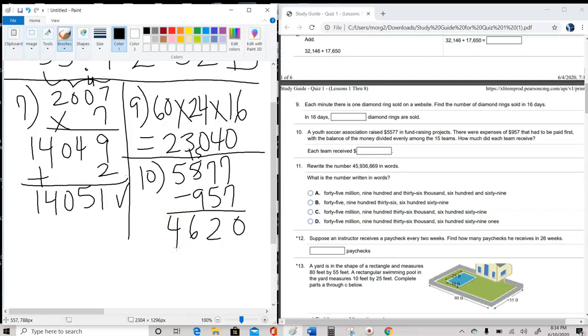And this balance, $4,620, has to be paid or divided evenly among the 15 teams. So, if it has to be divided evenly means division. So we'll divide 15 into 4,620.